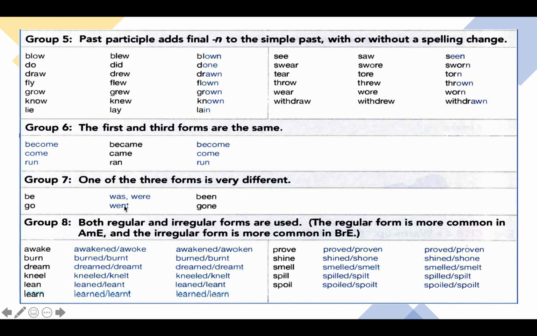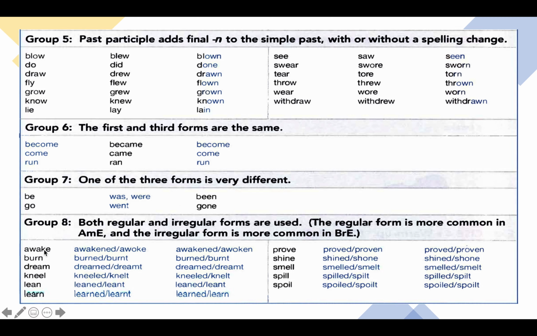Was, were, went. And finally, for group 8, both regular and irregular forms are used, okay? Both regular and irregular forms are used. So for group 8, you can either use the regular form, that is, you add ed at the end of the verb for the simple past and for the past participle, or you can use an irregular form for the simple past and the past participle.